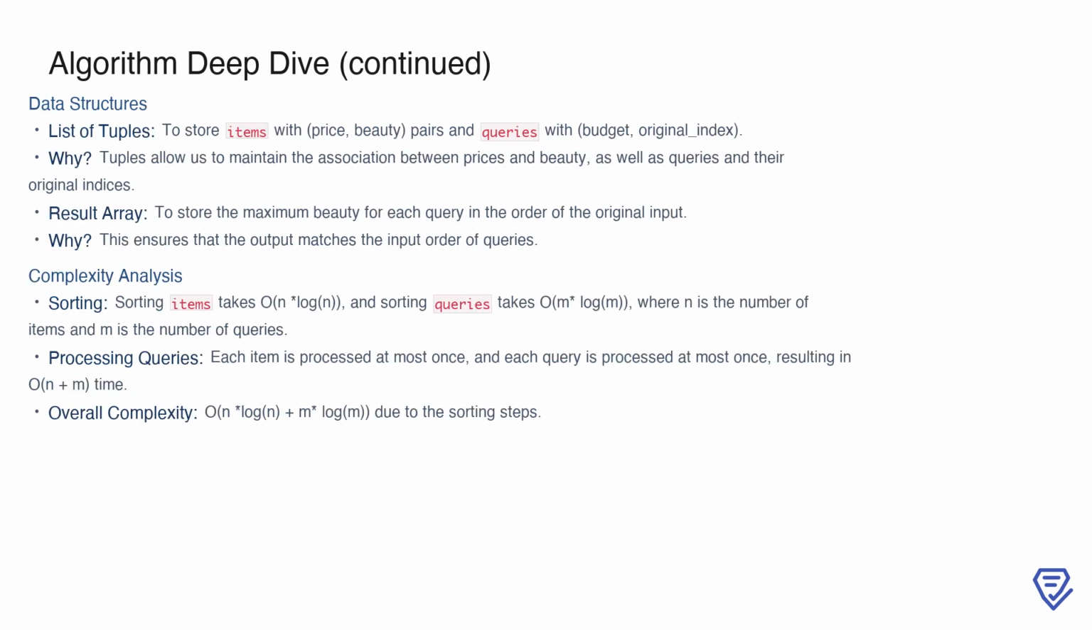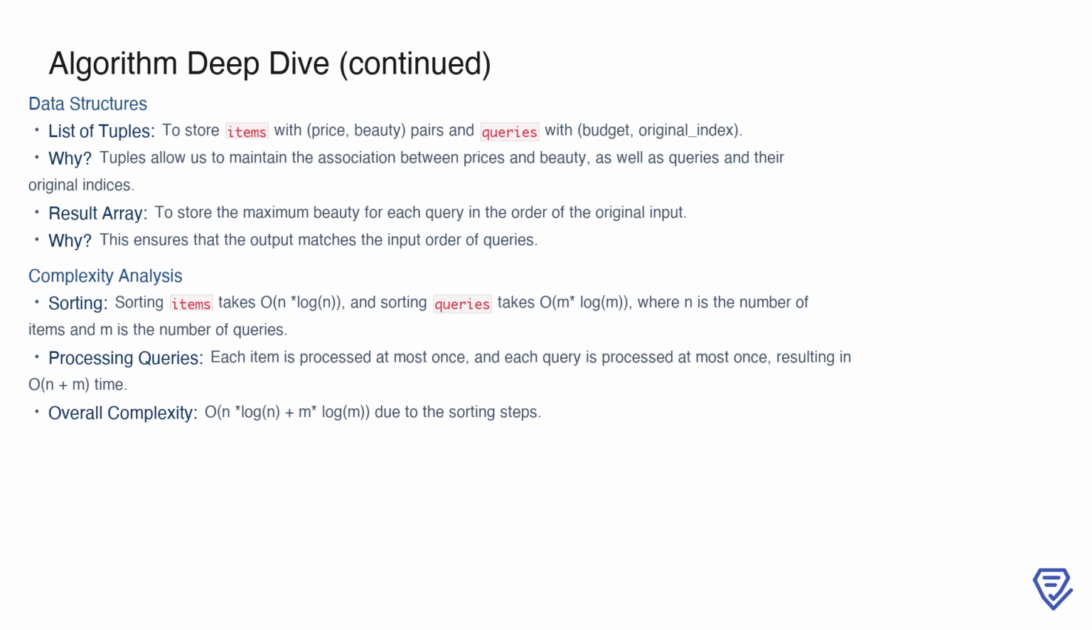We rely on specific data structures to implement this algorithm efficiently. First, we use a list of tuples to represent both the items and the queries. Each item tuple stores a price and a beauty value, while each query tuple contains a budget and its original index. Using tuples allows us to maintain the associations between prices and beauty values, as well as between budgets and their original positions, even after sorting.